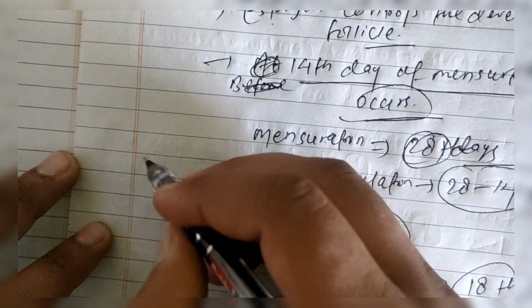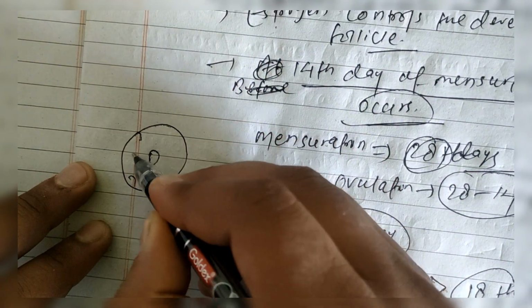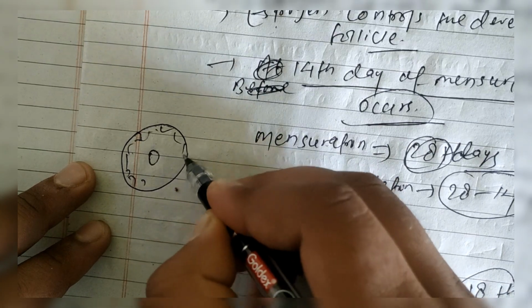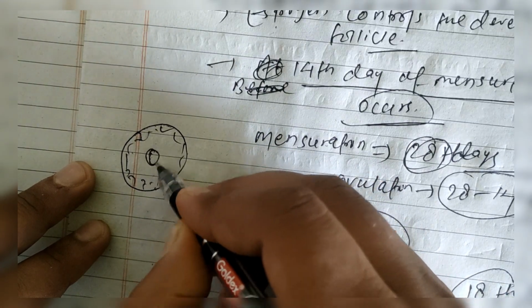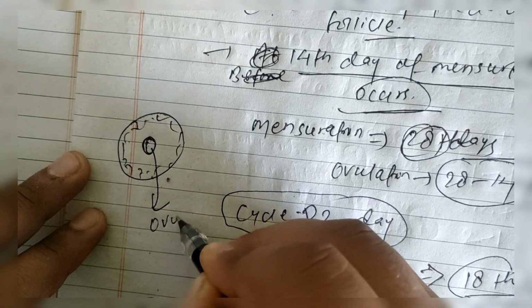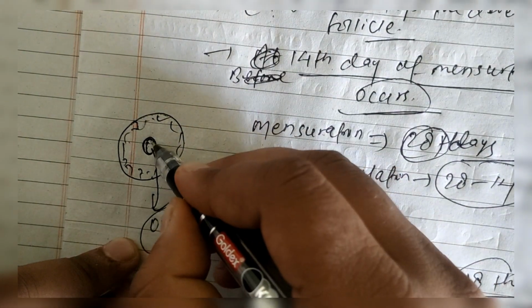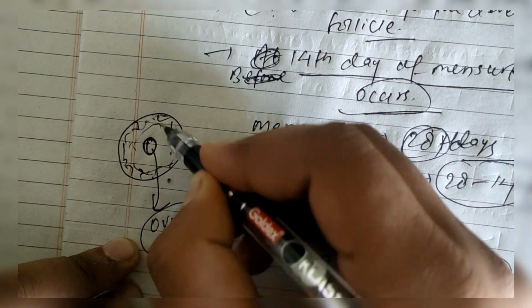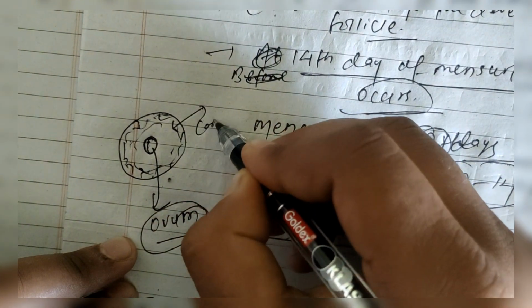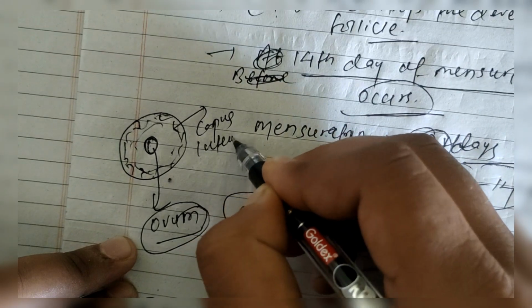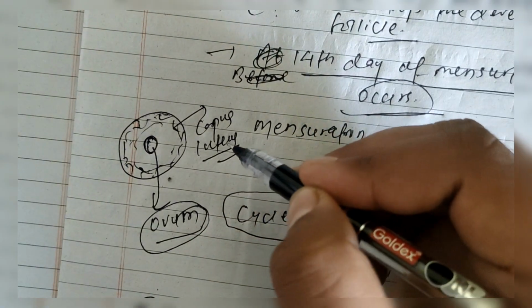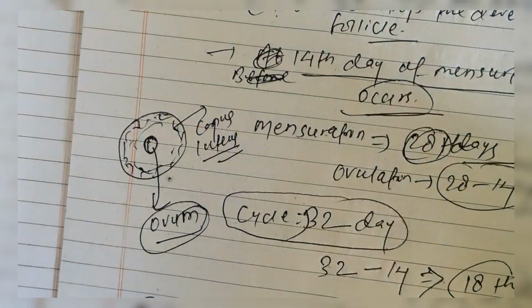Suppose this is the ovum, and this is the cell. After the ovum comes out from this follicle, the remaining part is converted to the corpus luteum, and this secretes the progesterone hormone, and this progesterone hormone controls this secretory phase. And now let's discuss the last phase, that is the bleeding phase.